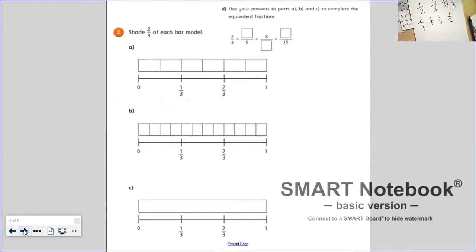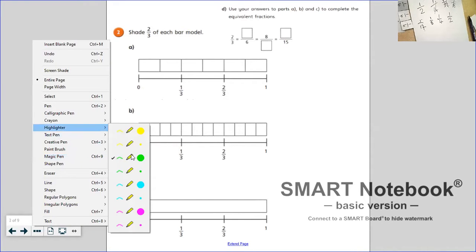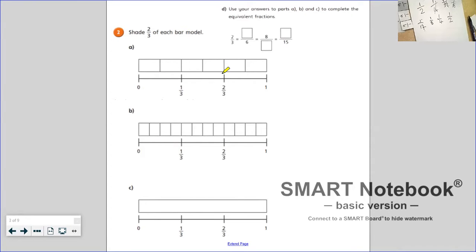Okay, so we've now got this one. It says shading 2/3 of each bar model. So let's have a look. Well, it's nicely here. I can see they've put on here where my 2/3 is. So even though this bar model is split into 6 equal pieces, I could still work out 2/3 to put it on the bottom for me. So I'm going to do 2/3 of each bar model. And then hopefully this is going to help me to find some equivalent fractions of 2/3.